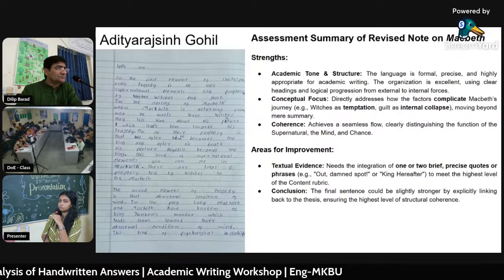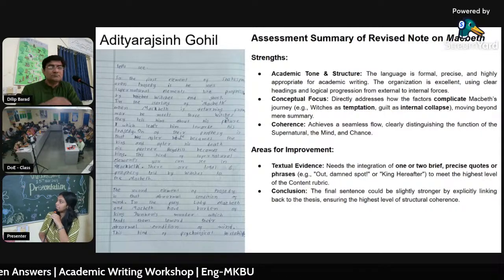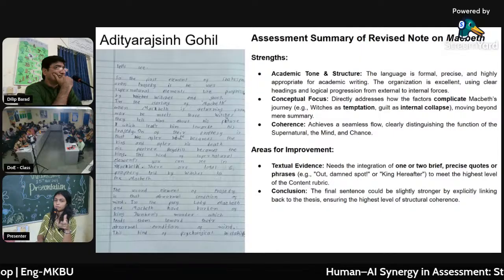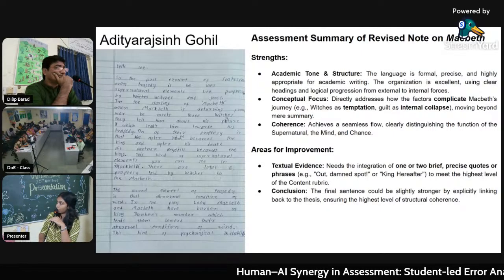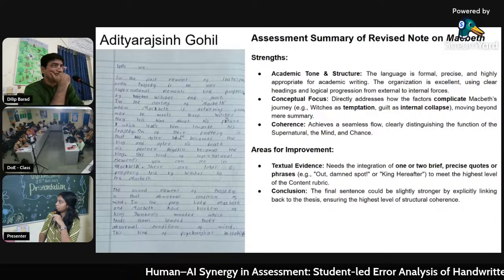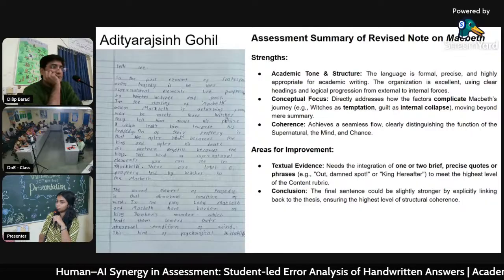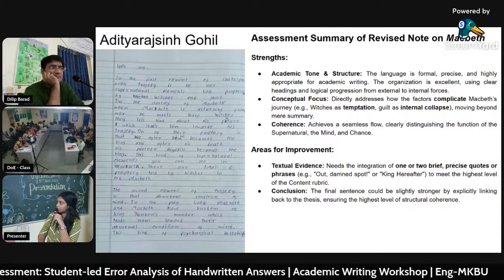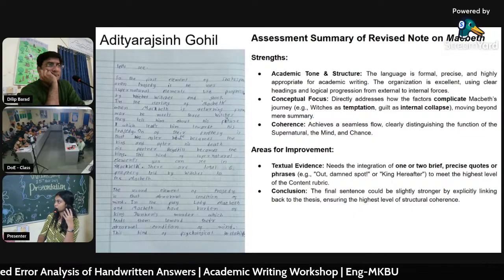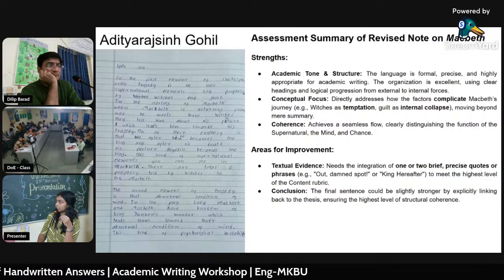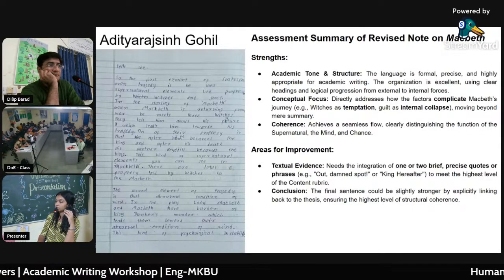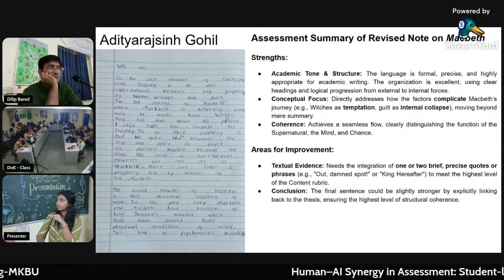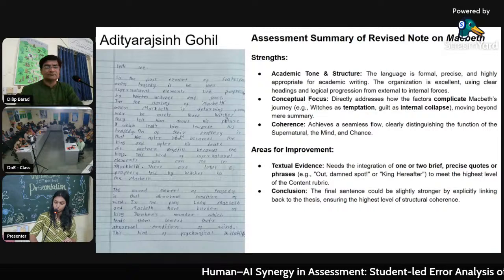And the areas which need improvement: integration is needed of one or two brief, precise quotes or phrases, for example, "out, damned spot" or "king hereafter," which can meet the highest level of the rubric content. And in conclusion, he should add a final sentence which is slightly stronger or explicitly links back to the thesis, ensuring the highest level of structural evidence which his answer can provide. Thank you so much. That is just it from my side.